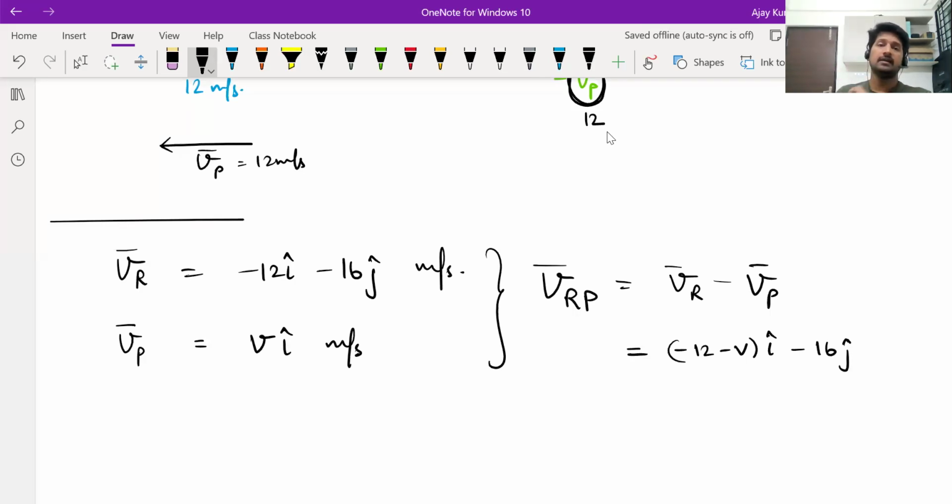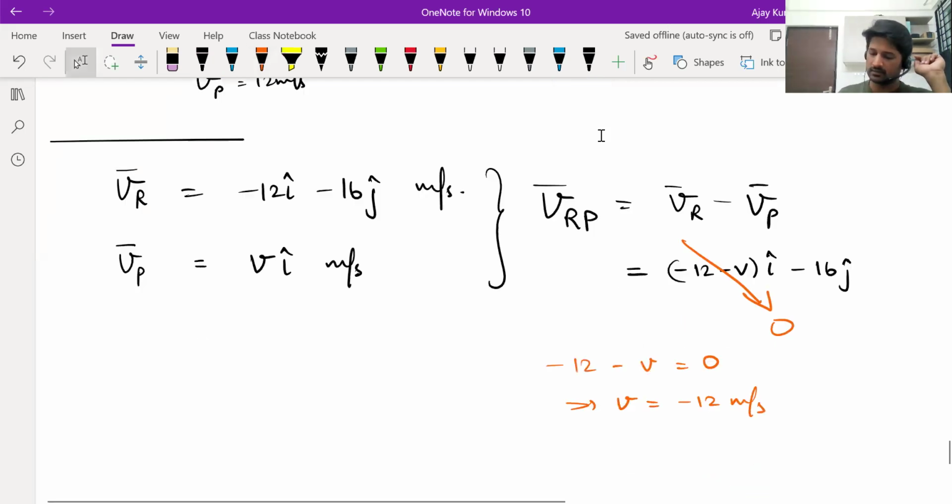Now apply the condition given in the question. The condition is that relatively, rain must appear to fall vertically. That means rain should not have a horizontal component. This should become 0. When will this be 0? Minus 12 minus V is equal to 0. That means V is equal to minus 12.